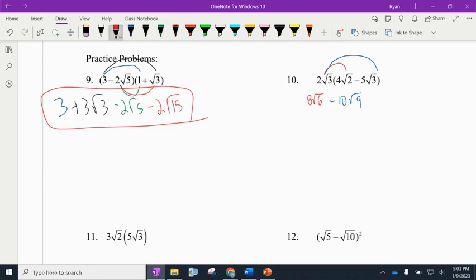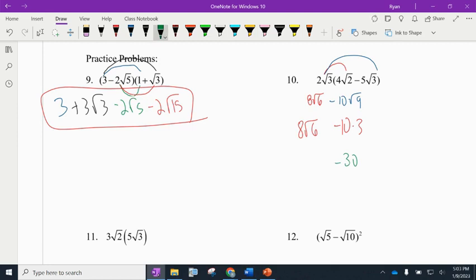And what I noticed for this one is on the 10 square root of 9, I'm not looking to break it down. I'm just taking the square root of 9, which is 3. So it's minus 10 times 3. The 8 root 6 is what it is. I can't break that down at all because no perfect squares go into that. Negative 10 times 3 is negative 30.